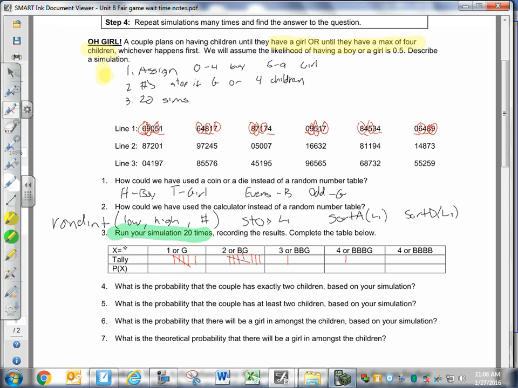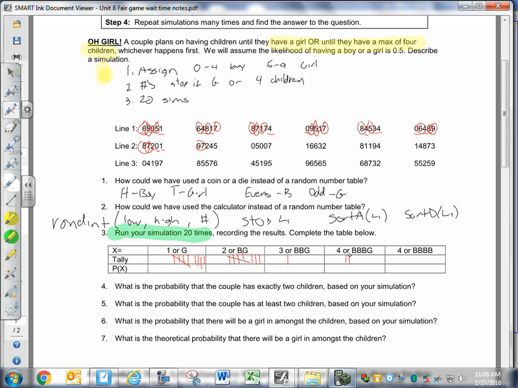I'm going to do this 20 times. I got 10, 15, 16, 17. You need to do it 3 more times. 8, G. 7, G. 2, 1, 0, 9, BBBG. 17, 18, 19, 20. Okay, I'm done.